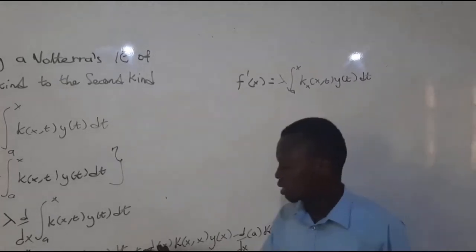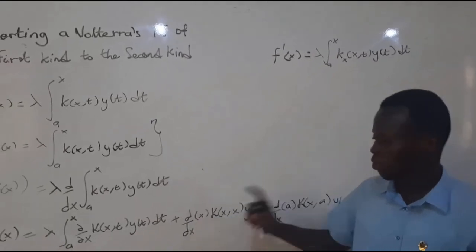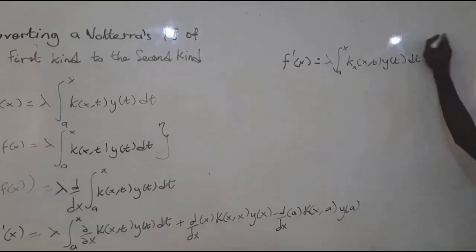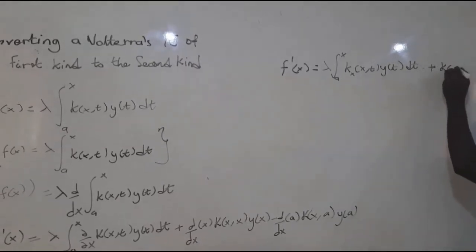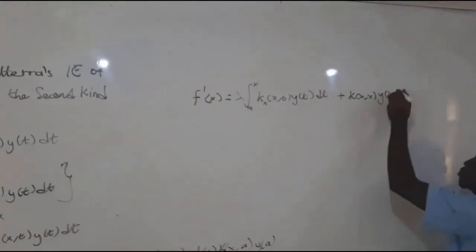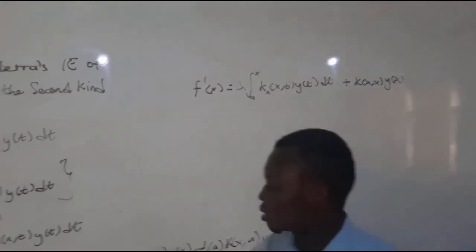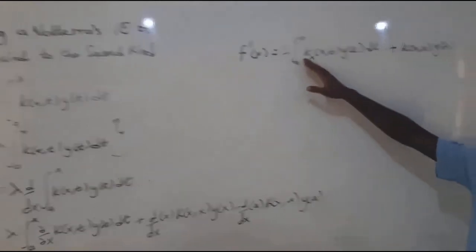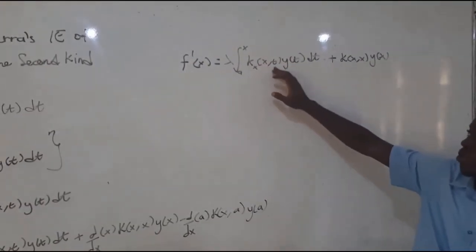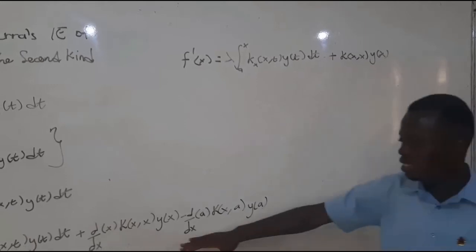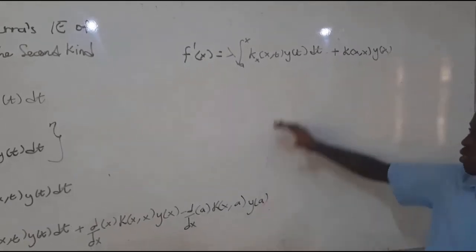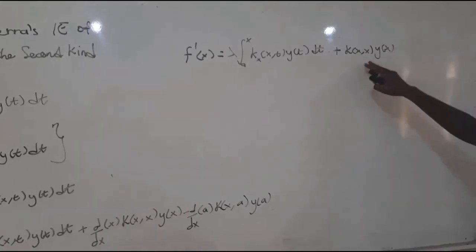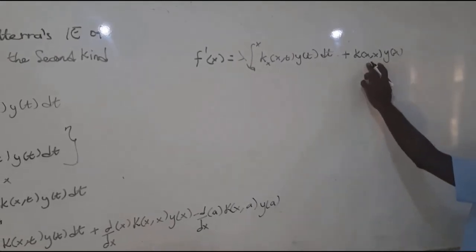If we differentiate d/ds of s, you get 1. So what remains is k(s, s) y(s). This operator del s, since it's a partial derivative, we can still write it as k subscript s of (s, t) y(t) dt plus this. This is already giving us 0. So this is what we are going to get. Now let's make y of s the subject of the equation. So let's divide each term by k(s, s).